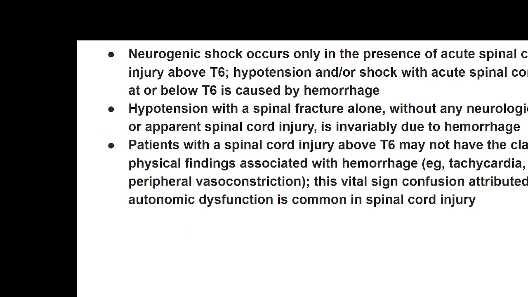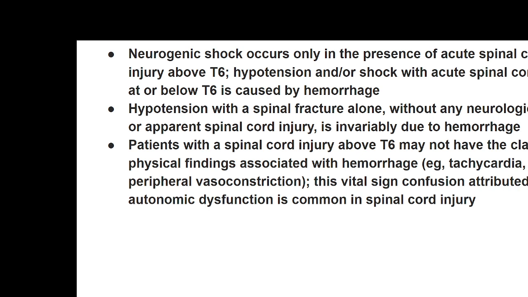Neurogenic shock occurs usually immediately after the acute spinal injury. Hypotension or shock with acute spinal injury above the level of T6 is very severe and requires immediate attention. If the level of injury is below T6, the hypotension may not be due to neurogenic shock, it could be due to hemorrhage.